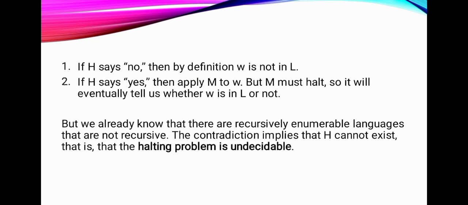But we already know that there are recursively enumerable languages that are not recursive, because every recursive language is a recursively enumerable language but not vice versa. An example of a recursively enumerable language that is not recursive is the universal language. Then the contradiction implies that H cannot exist, that is, the halting problem is undecidable.